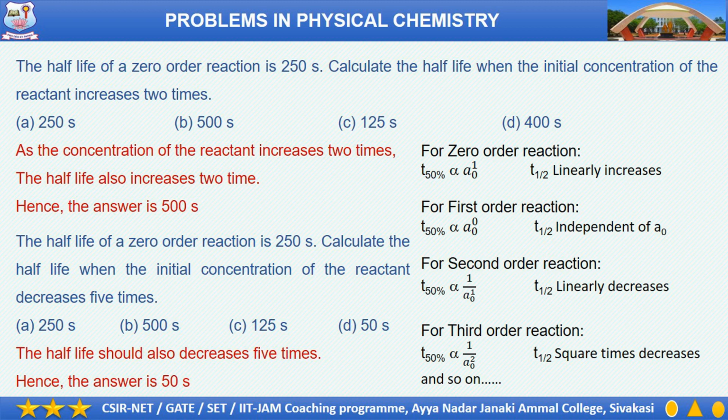Proportionately increases. That is 2 times increases. Therefore, 250 into 2. Option B.